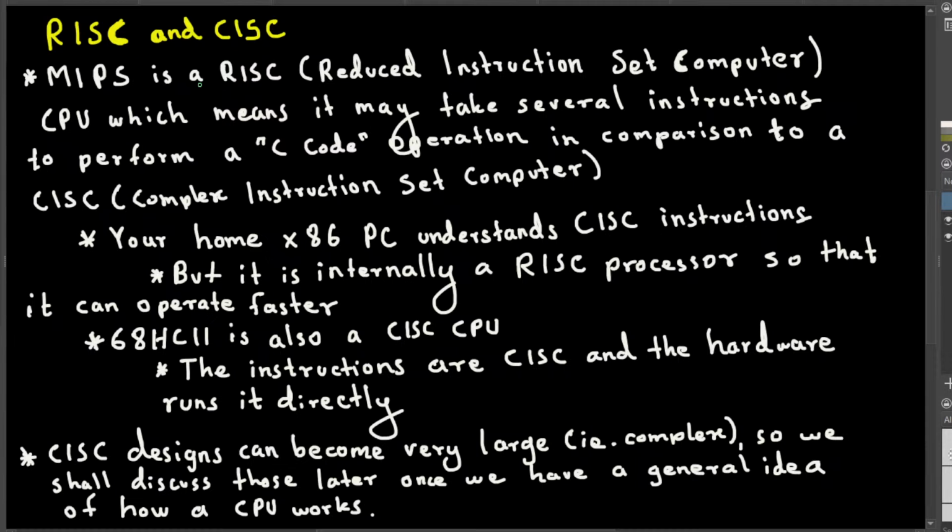RISC and CISC. MIPS is a RISC, reduced instruction set computer, CPU, which means it may take several instructions to perform a C-code operation in comparison to a CISC, complex instruction set computer. Your home x86 PC understands CISC instructions, but it is internally a RISC processor so that it can operate faster.